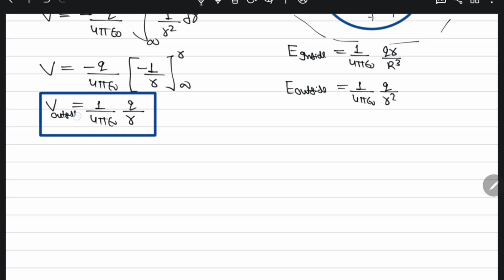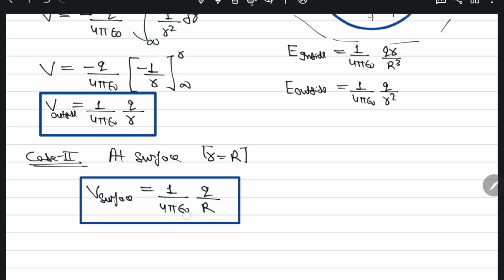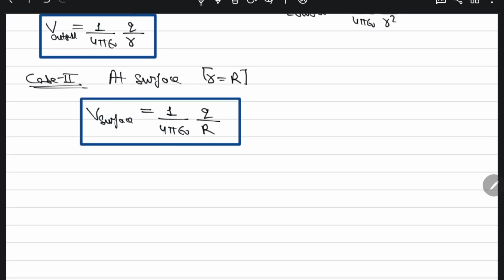Outside. Now we can find case second, at the surface. At the surface you just put small r equal to capital R. So the potential at the surface comes out to be 1 upon 4 pi epsilon naught q by capital R, that is uniform.